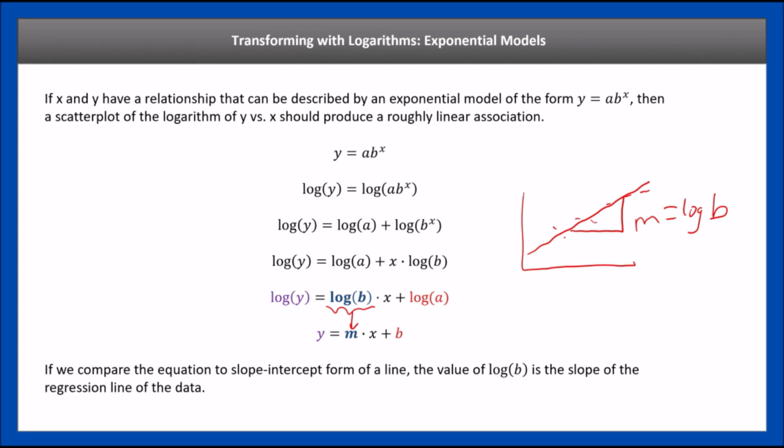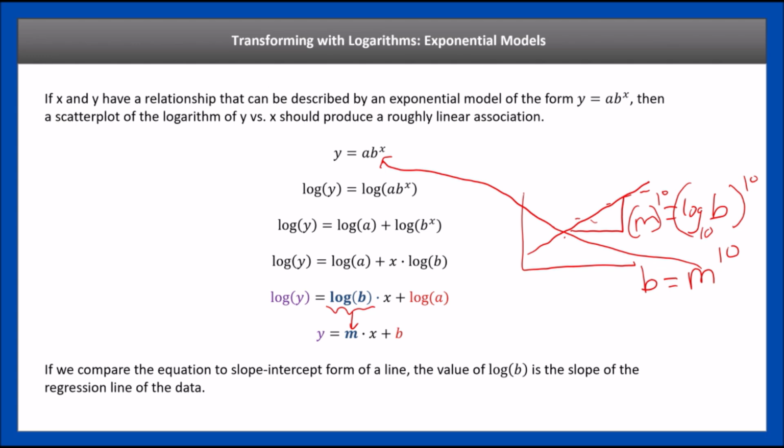So what if I wanted to get b instead of log of b? Well, remember, you can solve for b by exponentiating both sides. So if this is a log base 10, then we can raise both sides to the 10th power. And so we get that b is actually 10 to the m power, all right? So the slope is the exponent on 10, and that's how you would get the b, if we wanted to convert it into an exponential model, that is.